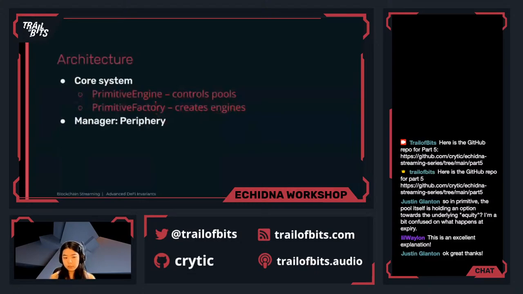For the purposes of this stream, we're going to be focusing primarily on the engine, just so that we can test the core logic of the functions that we expect the engine to actually execute. The manager provides periphery contracts to call the engine. These are essentially helpers, wrappers that help make that call easier to perform.